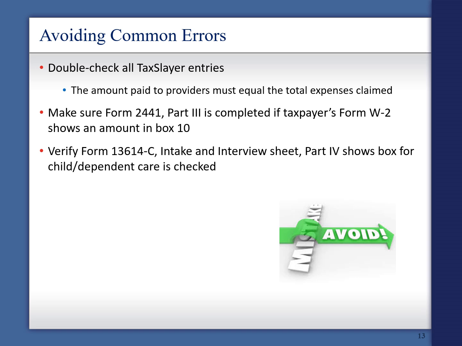Be sure to double check your entries. Check the provider's name, employer identification number, Social Security number, and dollar amounts. If you see an amount in the taxpayer's W-2 Box 10, make sure that Part 3 of the Form 2441 is completed. Compare against the intake interview sheet to make sure the child dependent care box is checked. It may have been missed initially, so be sure that it is checked. Or maybe the amounts should not be child and dependent care credits. Just confirm and check again.